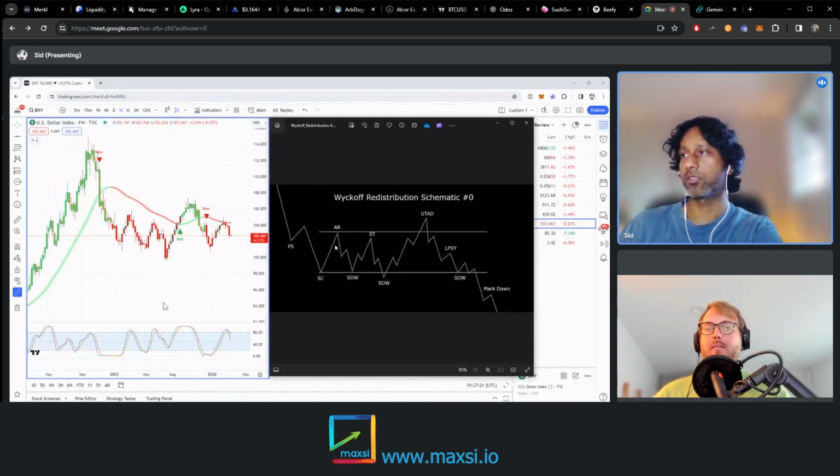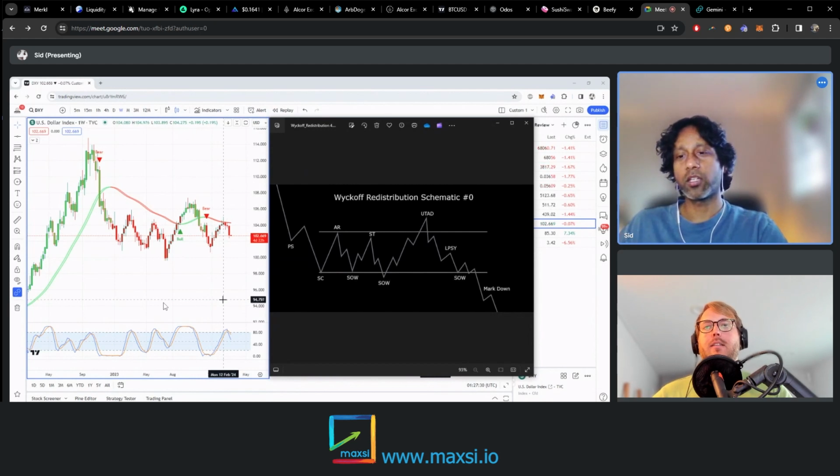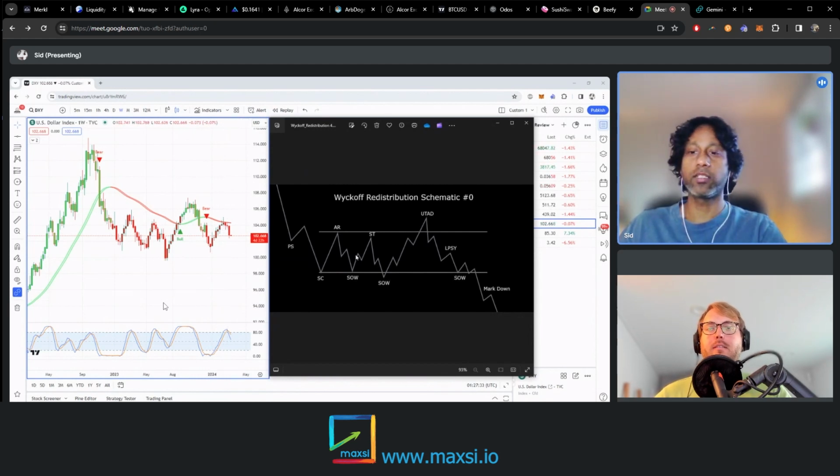Like the distribution schematic, this is what we have for reference on the right side. Usually, it can be variations of it, and it needn't look exactly like this. But the point being is you kind of have 3 highs. So this would be 1, 2, 3. So 3 highs. And then after the 3rd high, the price tries to make another high.